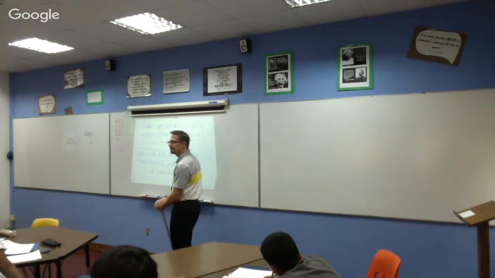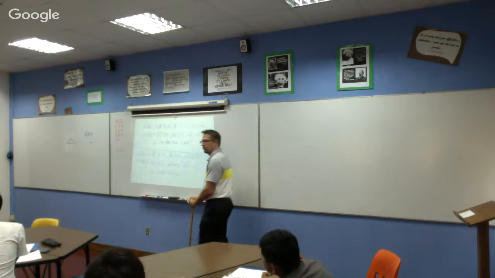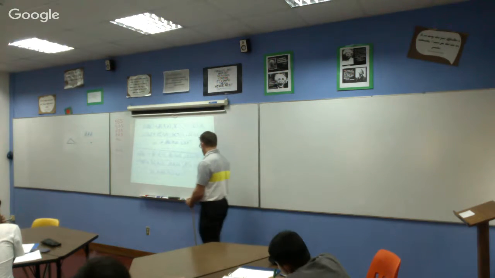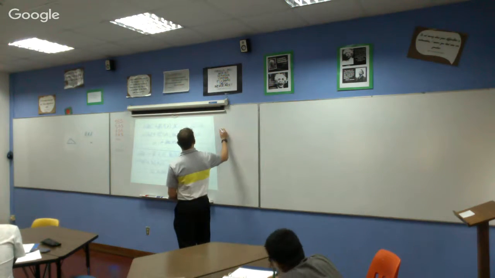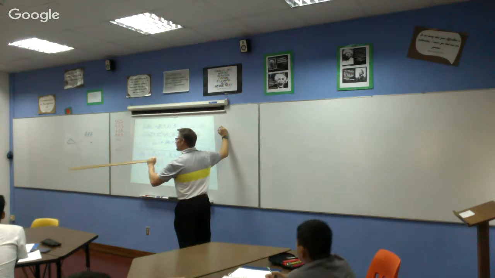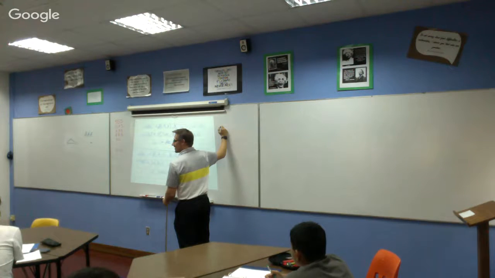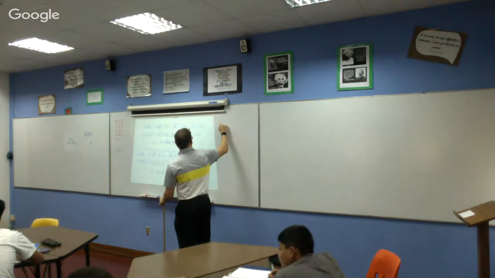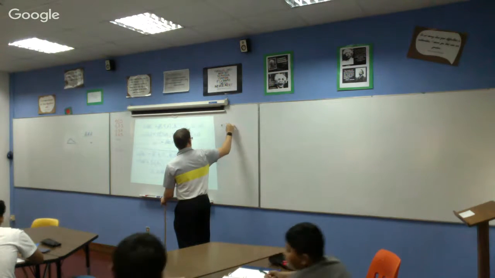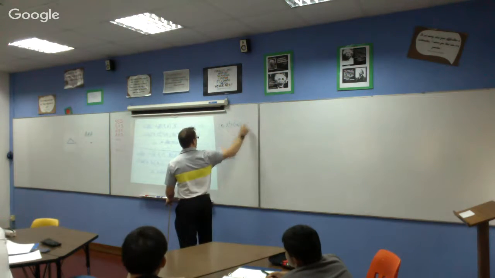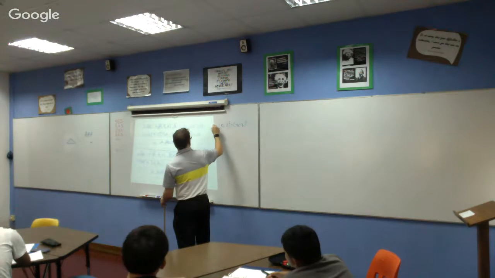You could just calculate the distance between A, B, and C, D, using the distance formula. What is that? X2 minus X1 squared plus Y2 minus Y1 squared, and then the square root of all of it: the square root of (X2 minus X1) squared plus (Y2 minus Y1) squared.